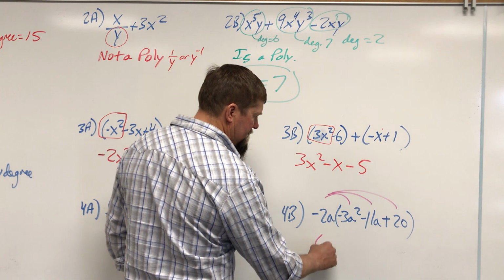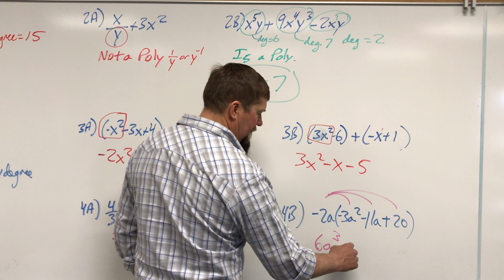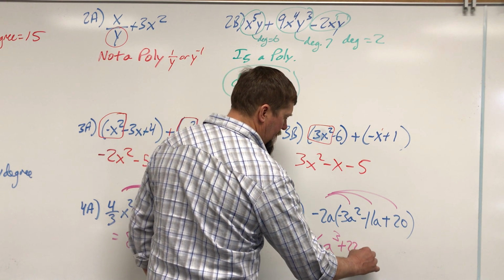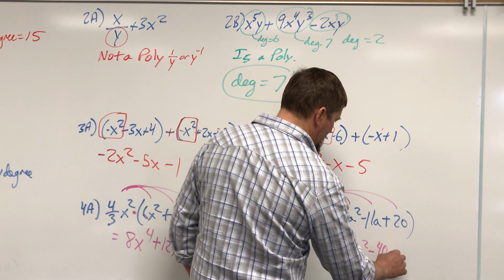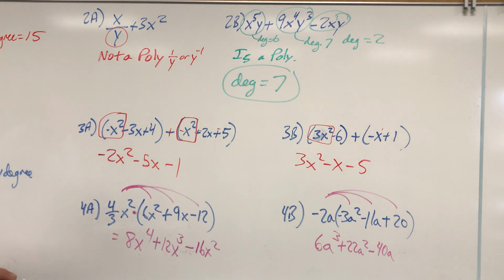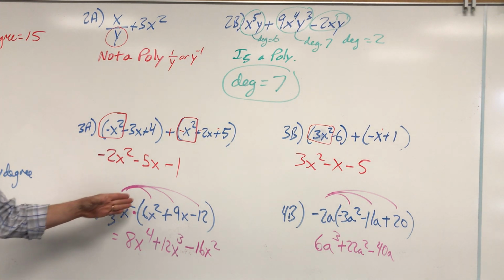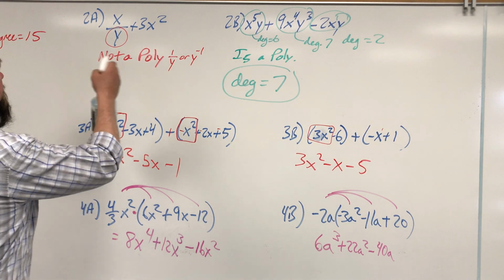Okay, the next one I'm going to distribute as well. This time I get positive 6a to the third. Negative 2a times negative 11a is positive 22a squared. Negative 2a times 20 is minus 40a. And that is simplifying when you're multiplying a monomial times a polynomial. Okay? With that said, I'm going to skip example 5 for now, and go to example 6. So let me get this cleaned up so I can write those on here.